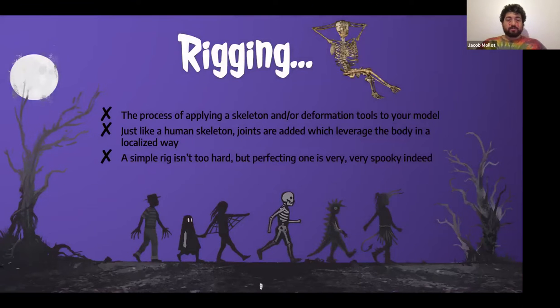And then we get into rigging, and that's the skeletal aspect. So the process of applying a skeleton or deformation tools to your model so that you can move it around, and you give it little handles so that you can drag this up and bend this and that kind of stuff. Just like a human skeleton, joints are added, which leverage the body in a localized way to where the joint is. And a simple rig isn't too hard. You just place some joints there and connect it. But perfecting one is very, very spooky indeed.